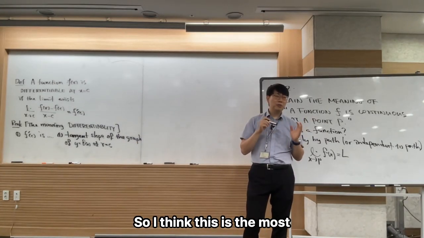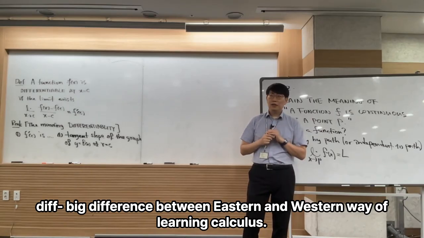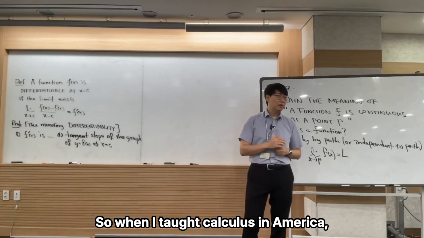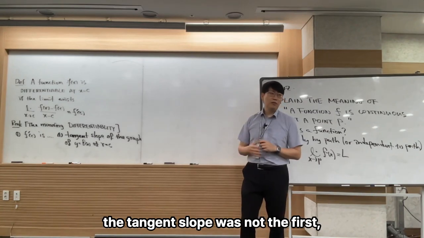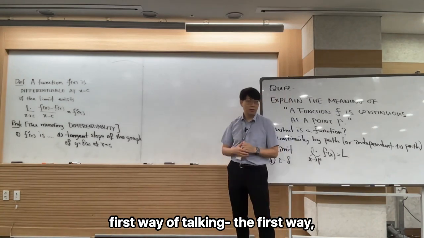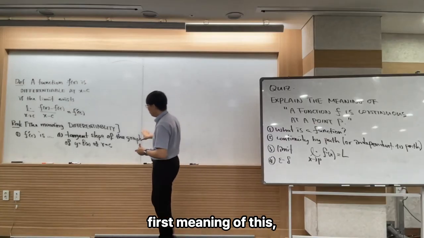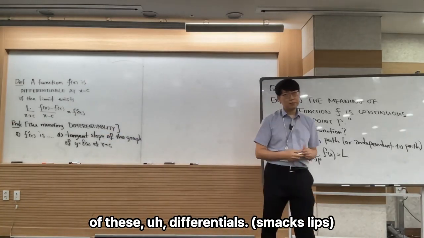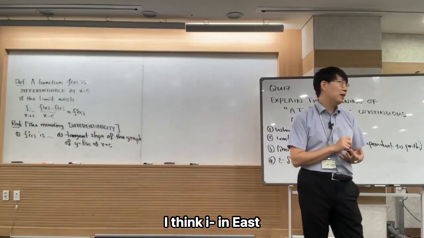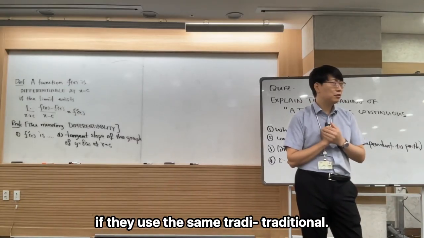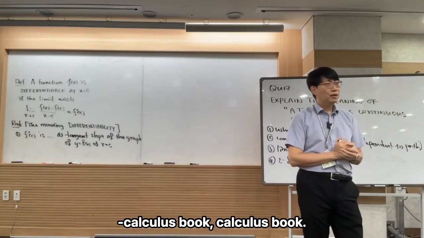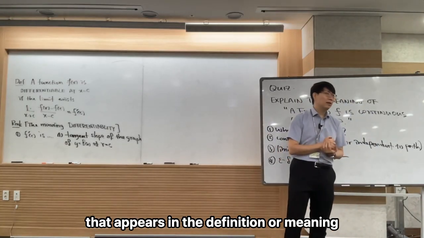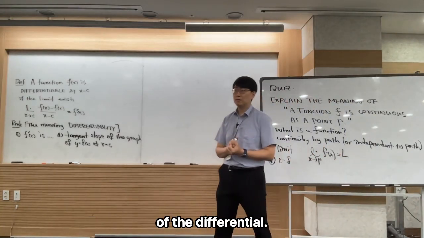I think this is the biggest difference between the Eastern and Western way of learning calculus. When I taught calculus in America, the tangent slope was not the first meaning of these differentials. I think in the East, if they use the same traditional calculus book, I believe that the tangent slope was not the first thing that appears in the definition or meaning of the differential.